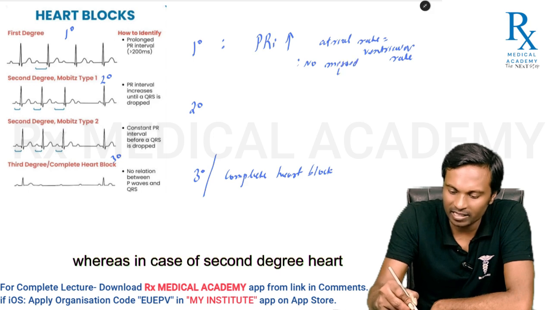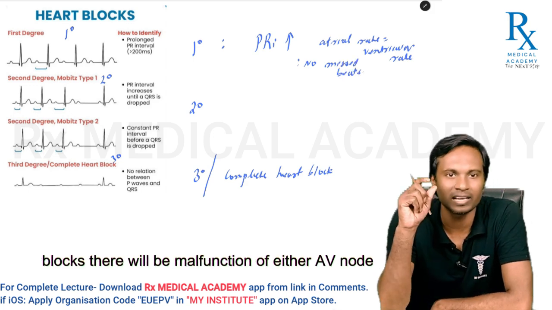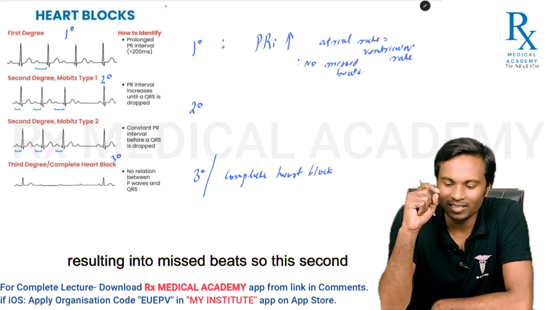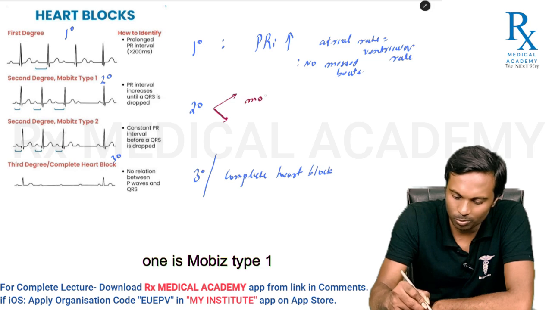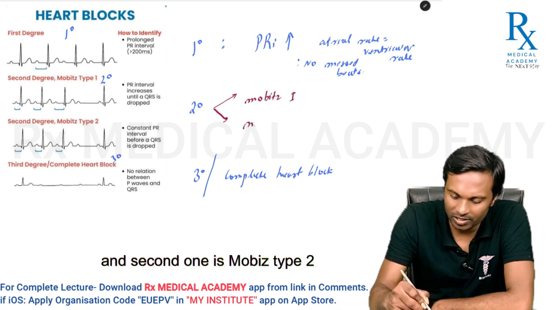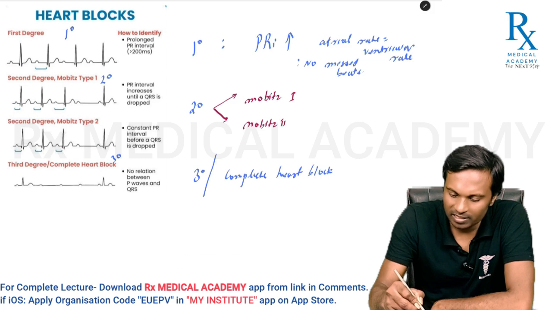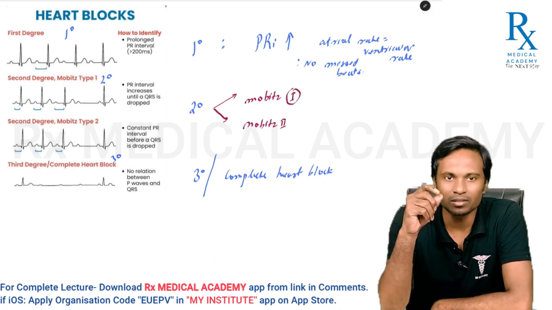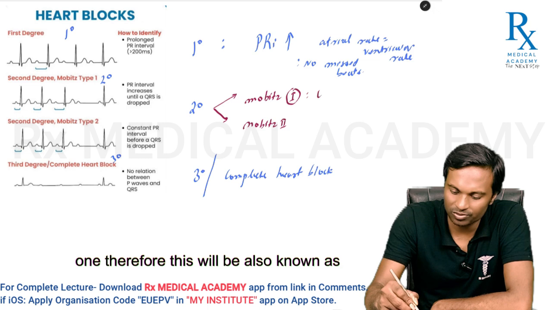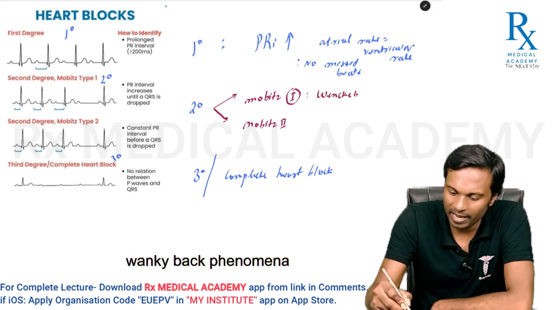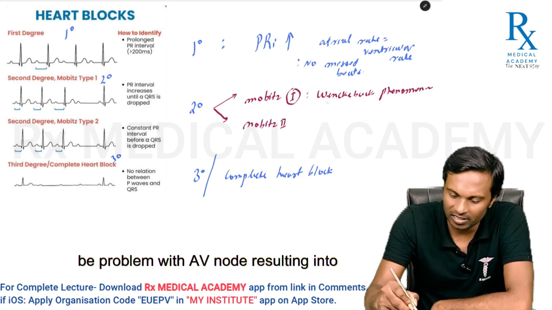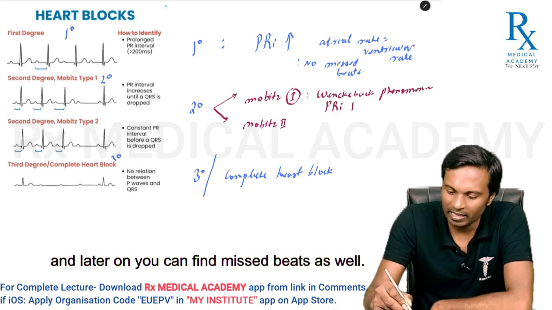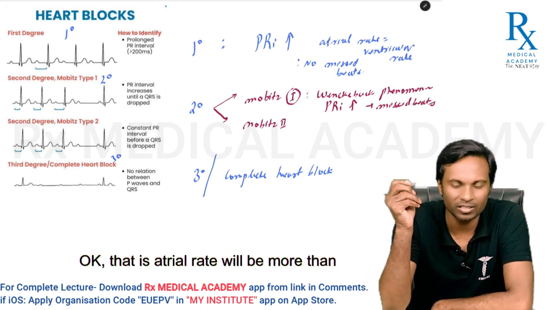Whereas in case of second degree heart blocks, there will be malfunction of either AV node or bundle of His, resulting into missed beats. So this second degree heart block can be of two types. One is Mobitz type 1 and second one is Mobitz type 2. This type 1 rhymes like 1. Therefore, this will be also known as Wenckebach phenomena. In case of Wenckebach phenomena, there will be problem with AV node resulting into increased PR intervals, and later on you can find missed beats as well. Okay, that is atrial rate will be more than ventricular rate.